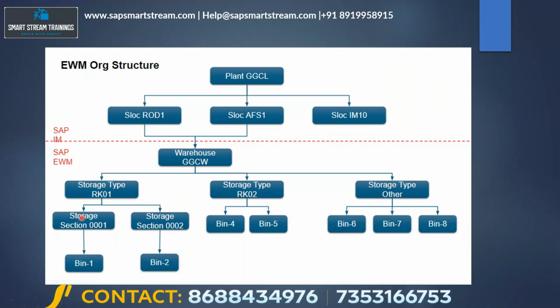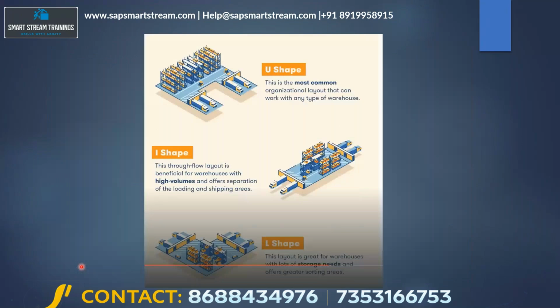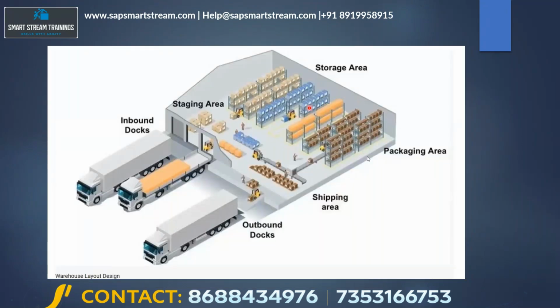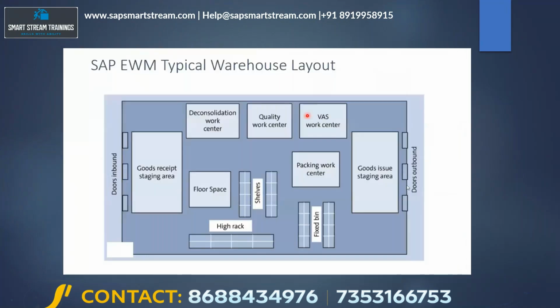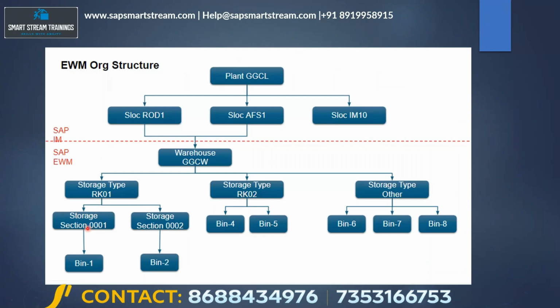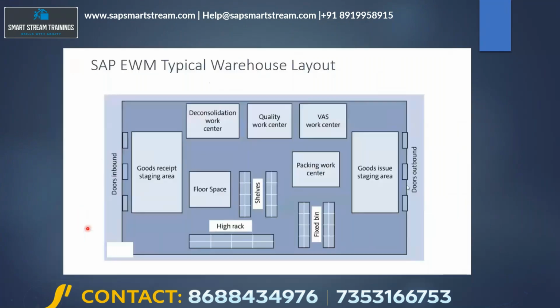Inside the storage type you have sections, and inside the sections you have the bins. So this complete thing is one storage type. This is one section, this is one section, and in each section you have bins where you store the products. In some cases they do not have sections. Section is not a mandatory thing, but if they want, they can still have it.